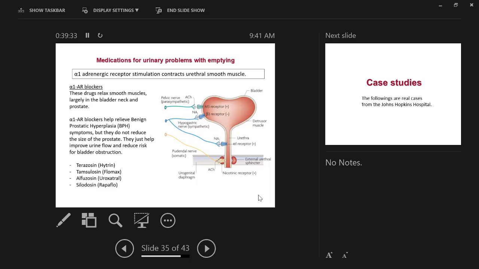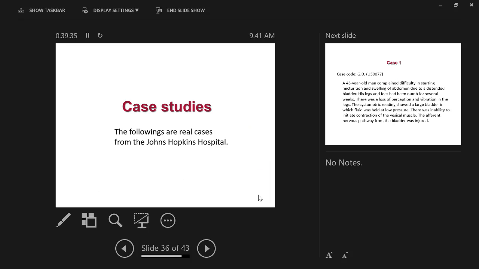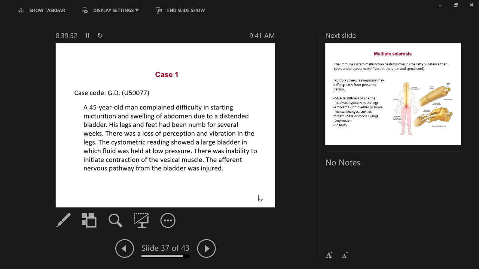Okay, last 5 minutes. Let's do the case studies. By the way, I'm going to show 3 cases, but those are all real cases from Johns Hopkins hospitals. Nothing is made up, like a BBL. So, all right. Does anyone mind reading, please?